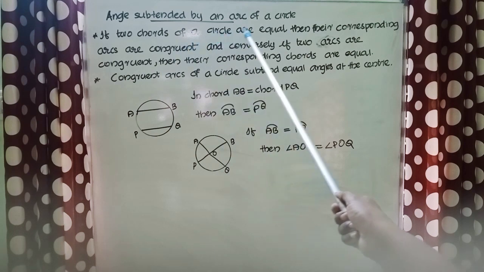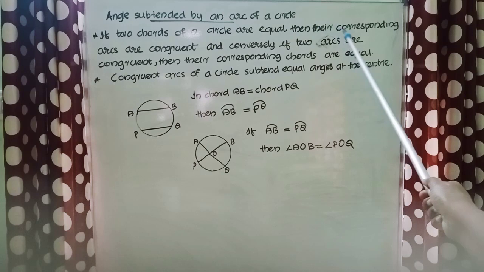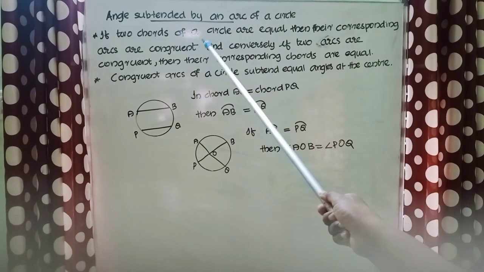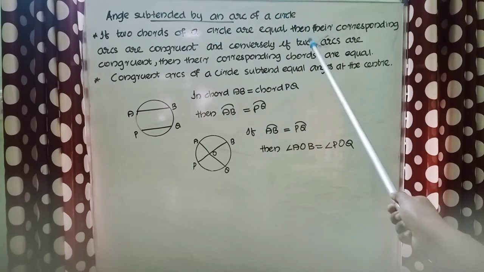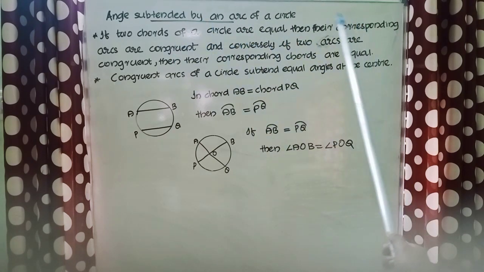Angle subtended by an arc of a circle. If two chords of a circle are equal, then their corresponding arcs are congruent. And conversely, if two arcs are congruent, then their corresponding chords are equal.